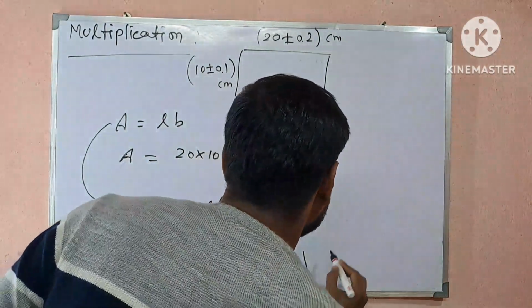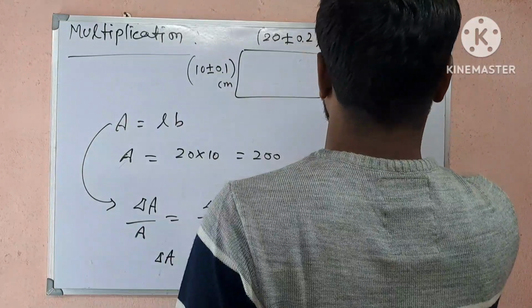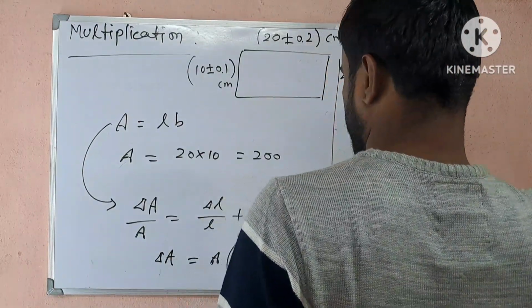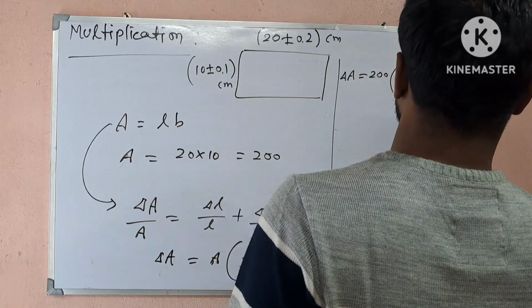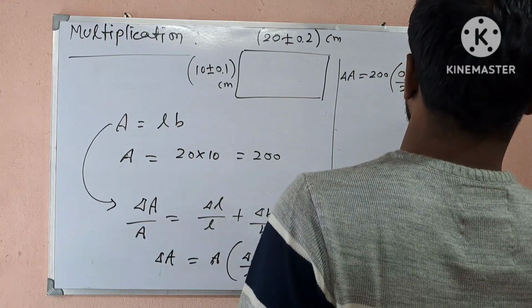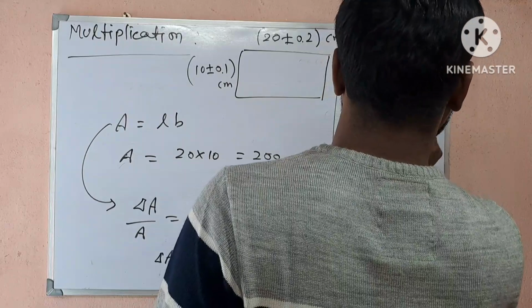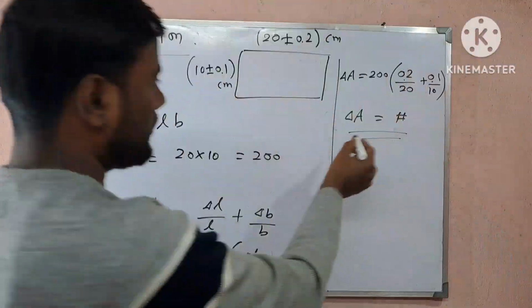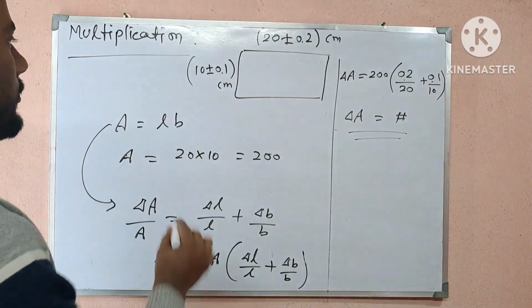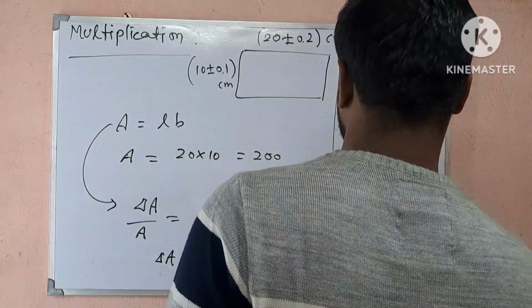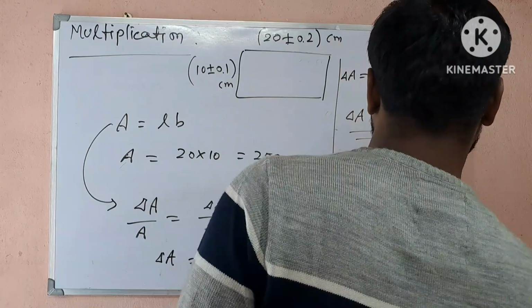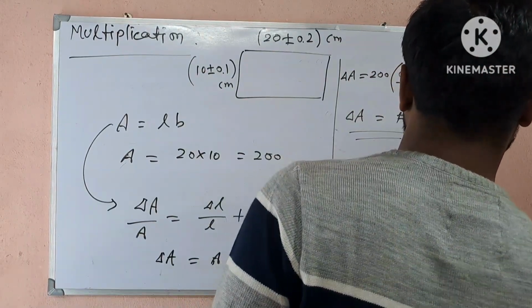Okay, so by using that formula we will be able to calculate A into delta L by L plus delta B by B. Now we can write delta A equal to 200, delta L means 0.2 divided by 20 plus 0.1 divided by 10. Now after calculating, we'll easily be able to calculate this value. So let's say the value is psi. So what will be the area? The area will be, you have to write the answer in this way, 200 plus minus psi centimeter square.